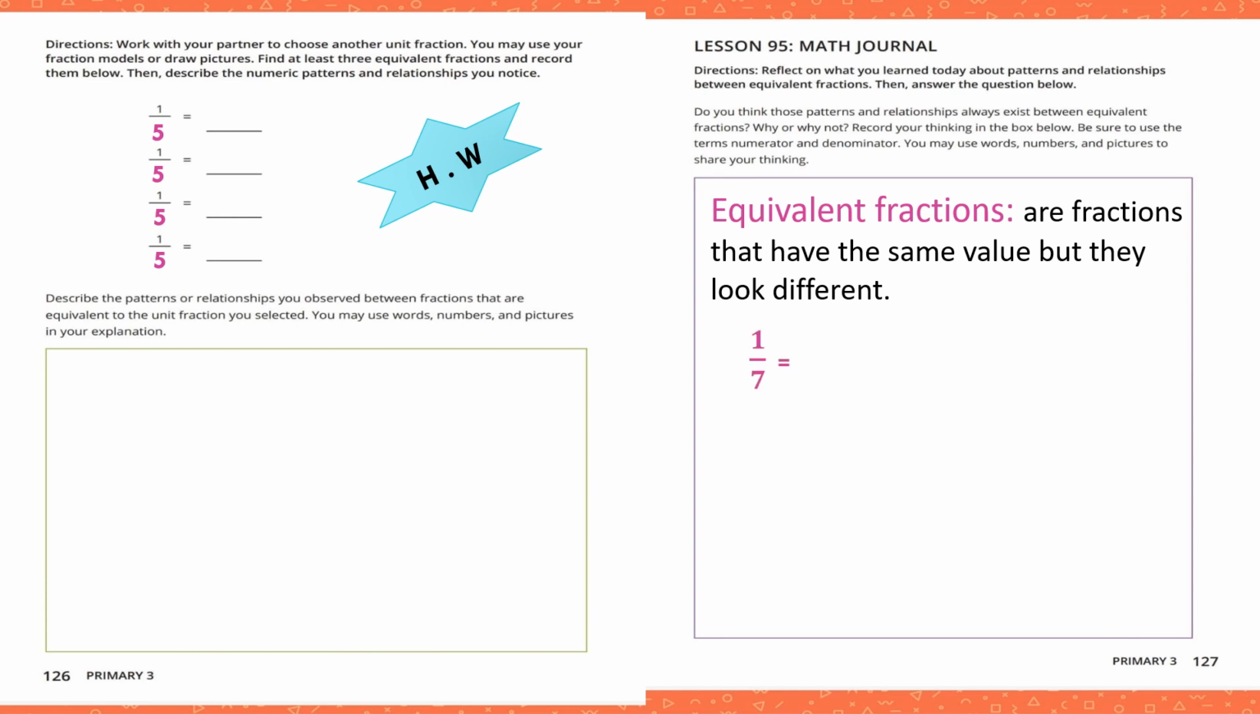For example, 1 over 7. To find the equivalent fraction, we multiply the numerator and the denominator by the same number. So let's multiply them by 2. 1 times 2 equals 2. 7 times 2 equals 14. So 1 over 7 is equivalent to 2 over 14.